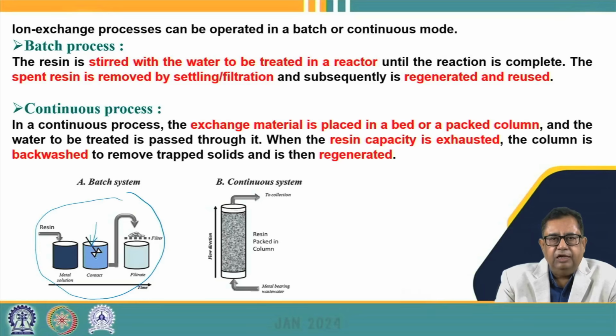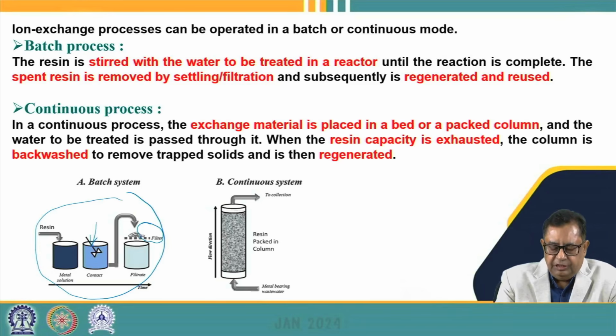Whatever ions we want to remove, when they are removed, or when equilibrium is achieved, or when saturation of the resins takes place, we stop the process and filter out the resins or the media from the batch reactor, and the filtrate that we get is free from the targeted ions. That is how the batch process works.